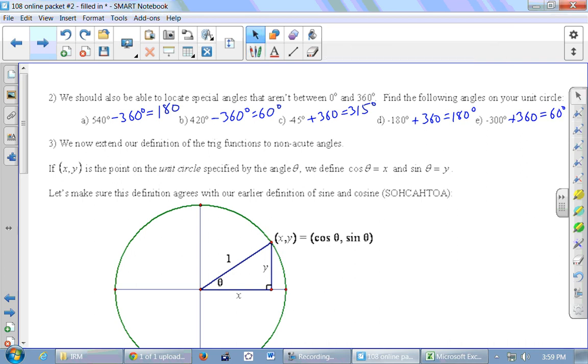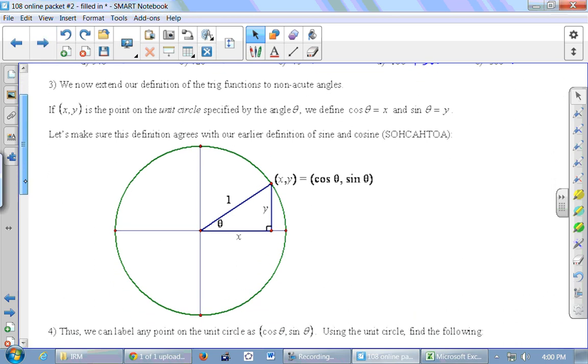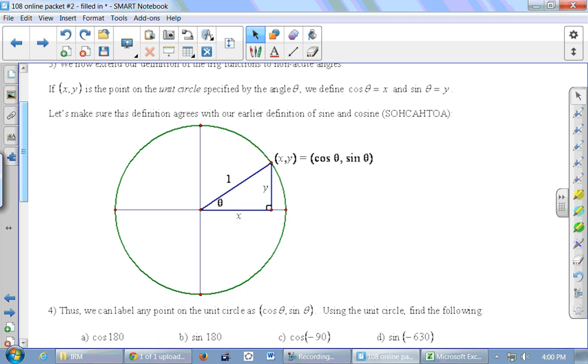Three, we now extend our definition of the trig functions to non-acute angles. Acute means between 0 and 90. If x, y is the point on the unit circle specified by the angle theta, let's pause there for a second. So here's your angle theta. You have this point up here, which is on the line segment at an angle of theta. Remember we said go counterclockwise from the positive x-axis. So here's theta. You go straight out here until you get to the unit circle. There's the 1, that's the unit.